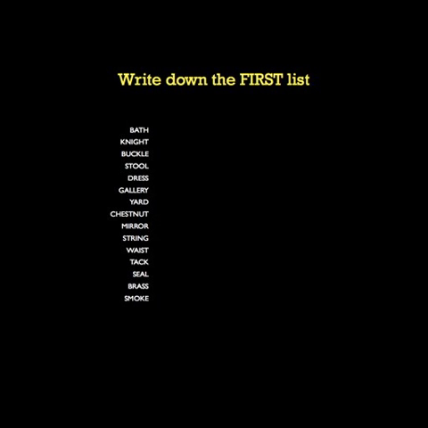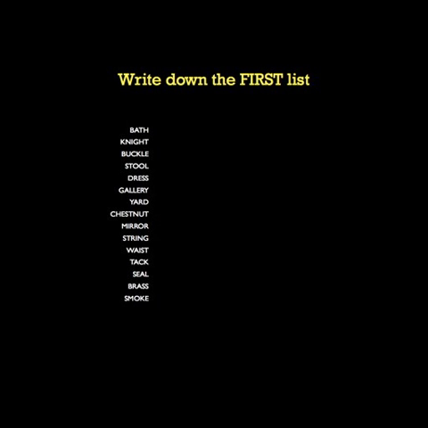All right, you got them all? All that you're going to get? All right, so what have you got? Bath, vegetable, knight, shield, buckle, tide, stool, wind, dress, slit, gallery, slap. That's as far as I got. Yard, chestnut, mirror, string, waist, tack, seal, brass, smoke.